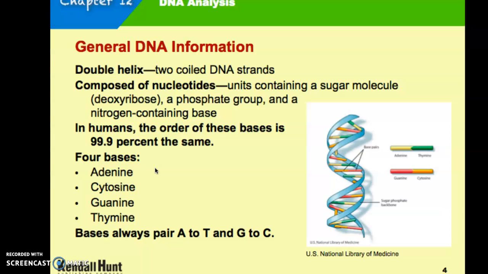So again, a review. DNA is a double helix, two-coiled DNA strands. It is composed of nucleotides, which contain a sugar molecule, deoxyribose, a phosphate group, and a nitrogen-containing base. In humans, the order of the bases is 99% the same. We have 4 basic bases: adenine, cytosine, guanine, and thymine. We talked about before, adenine always bonds with thymine, cytosine always bonds with guanine.